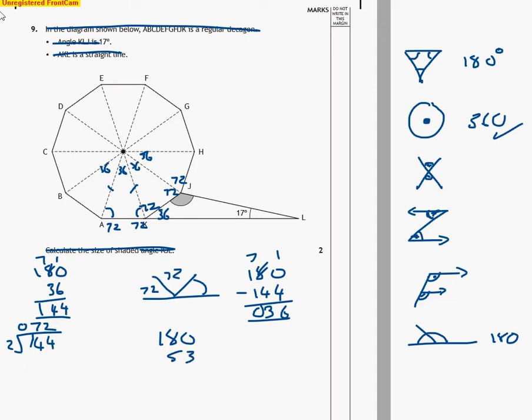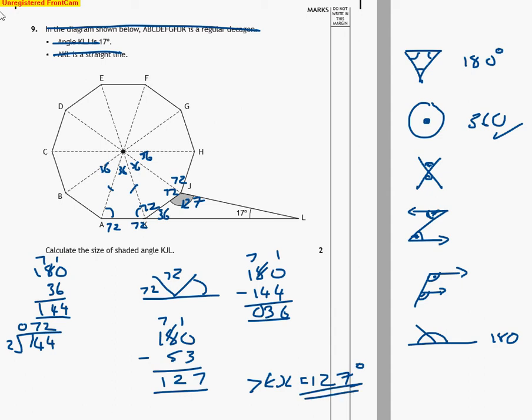Take away 53. Again, my working's a little bit messy. If you try and show this a bit tidier when you're doing it, that would be good. 10 take away 3 is 7, 7 take away 5 is 2, 1 take away 0 is 1. So that would leave us 127 degrees as the final answer. So again, I would just make sure we write angle KJL is equal to 127, just to make it nice and easy for the marker.